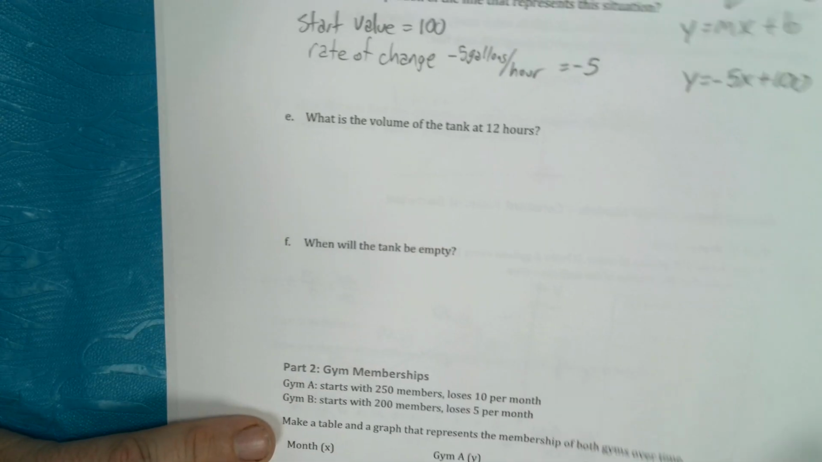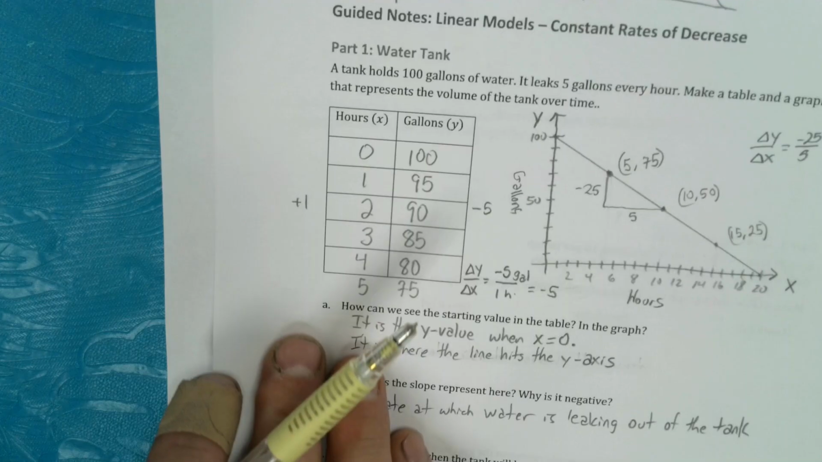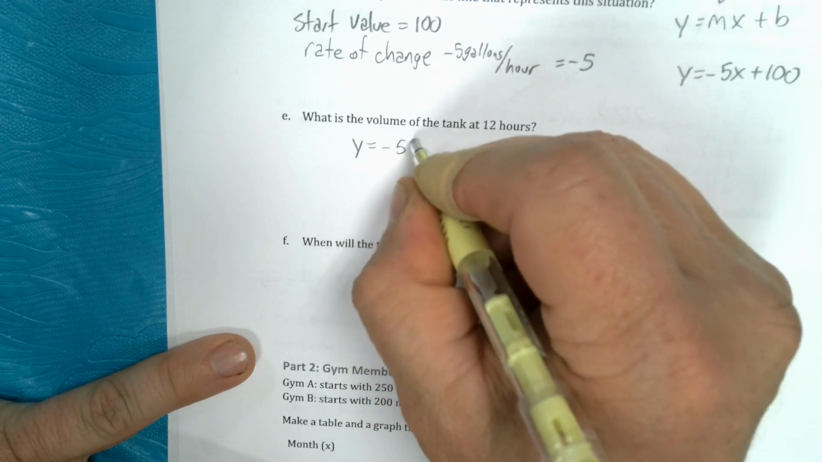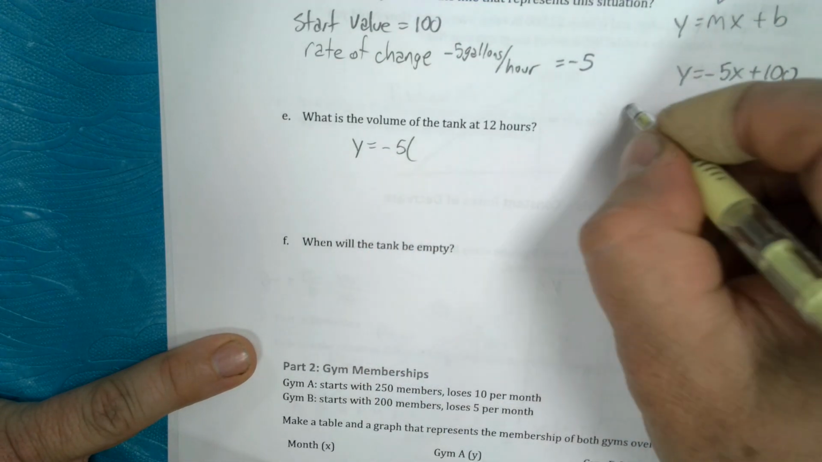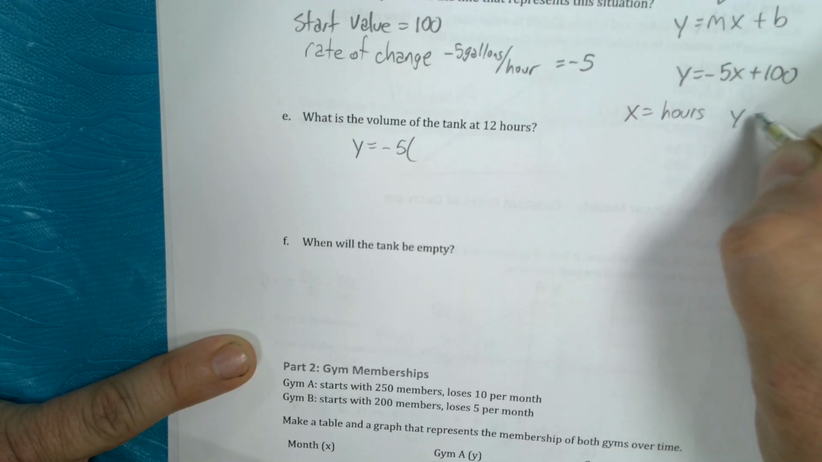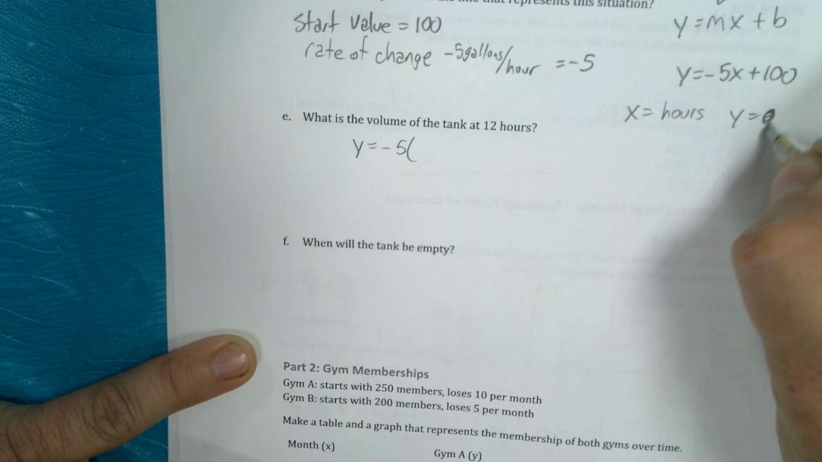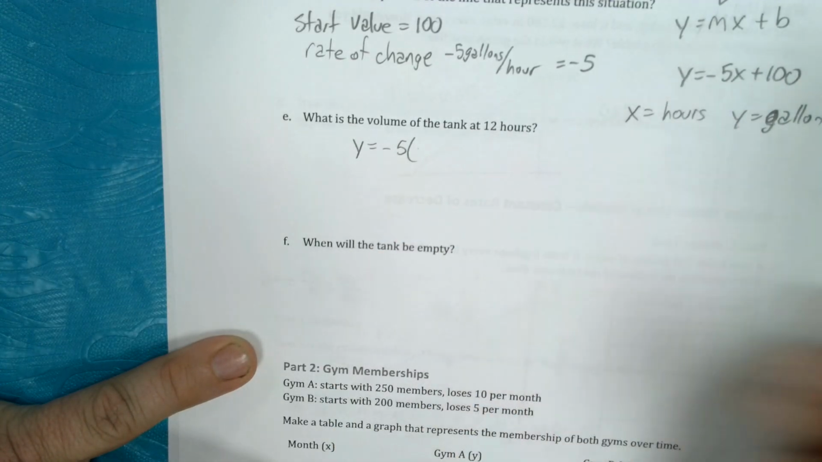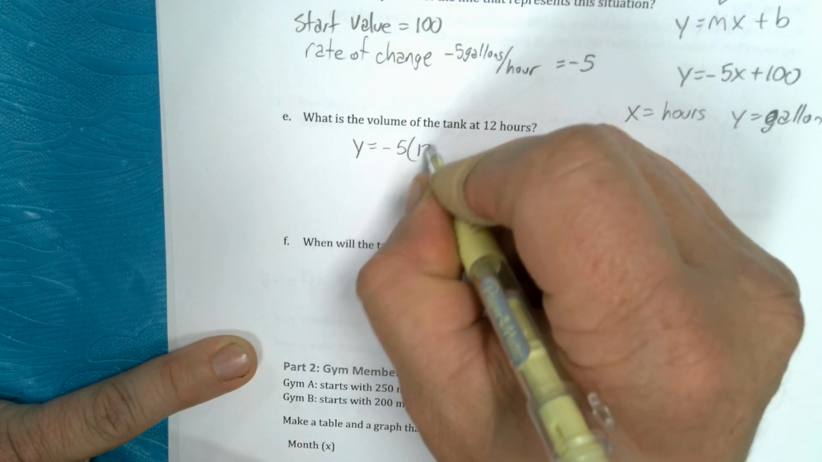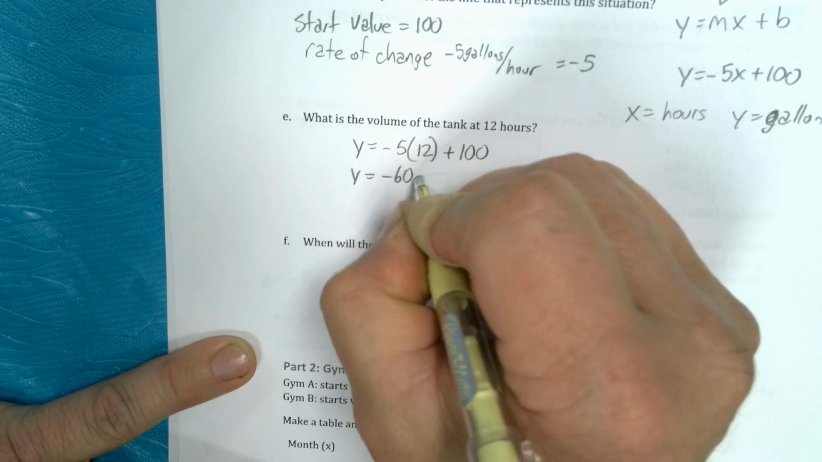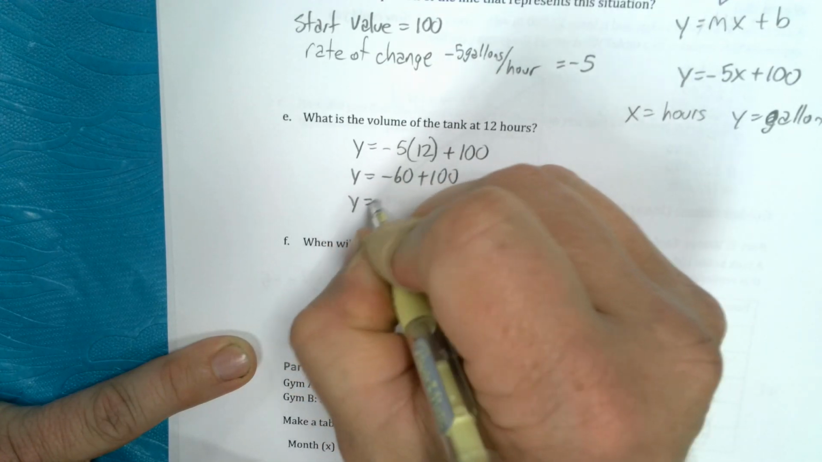What is the volume of the tank at 12 hours? Well, I don't really want to extend my table all the way down to 12, and that's why we have the equation. So we can do our y equals negative 5, and in place of x, I should have written this up here or somewhere earlier, x is hours, and y is gallons. We want to keep that in mind. So if it's 12 hours, that goes in for the x value because x only represents hours. Plus 100. So that winds up being negative 60 plus 100, which equals 40.